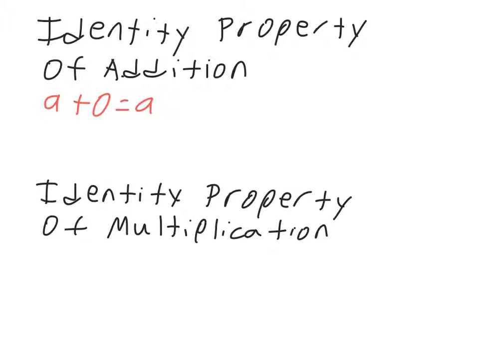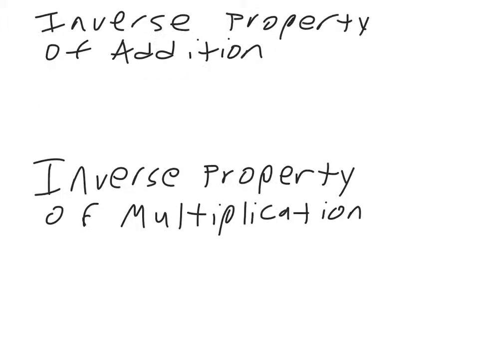With multiplication, it's very similar. If you have any number A and you want to get that number back, with multiplication, you have to multiply by 1. And any number times 1 is itself. So A times 1 is A. Pretty easy? Alright, I'll move on.